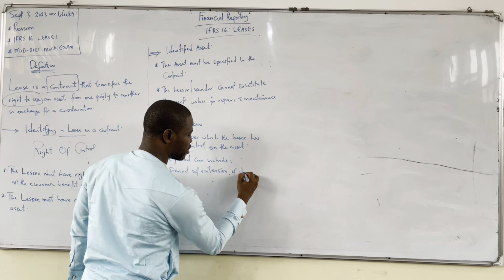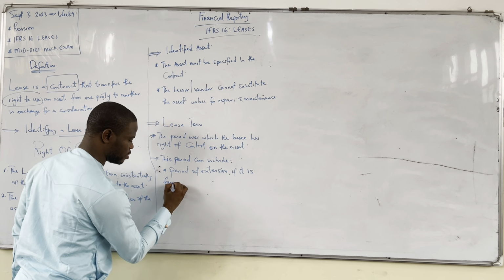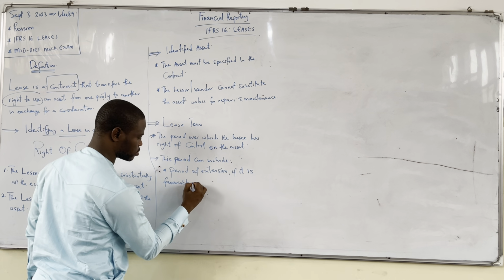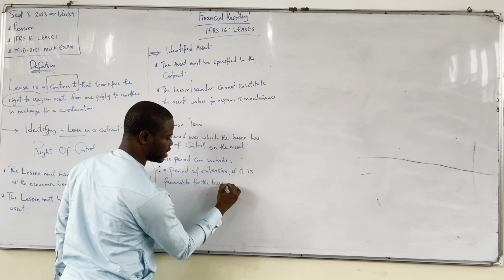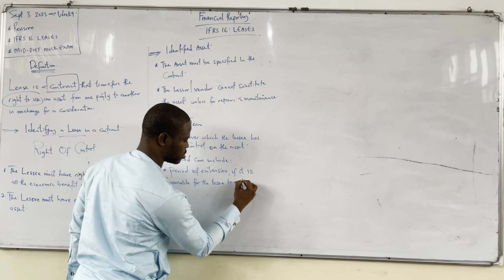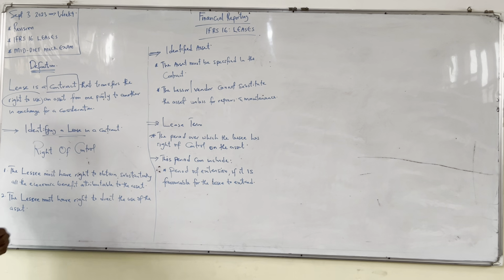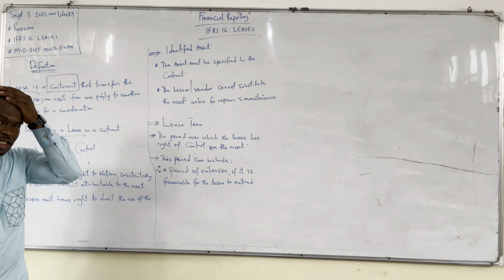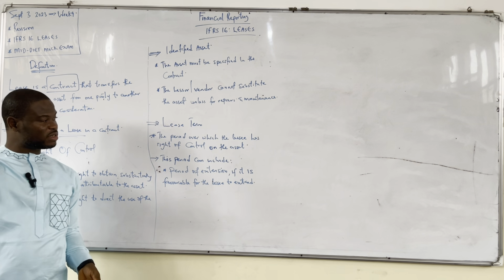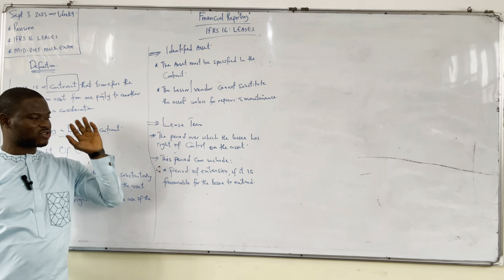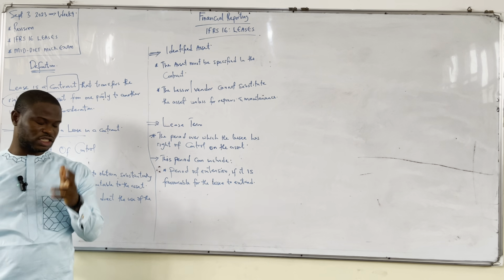It can include a period of extension if it is favorable for the lessee to extend it. What are we saying here? A lease term is the period over which the lessee has right of control, and this period can include a period of extension.